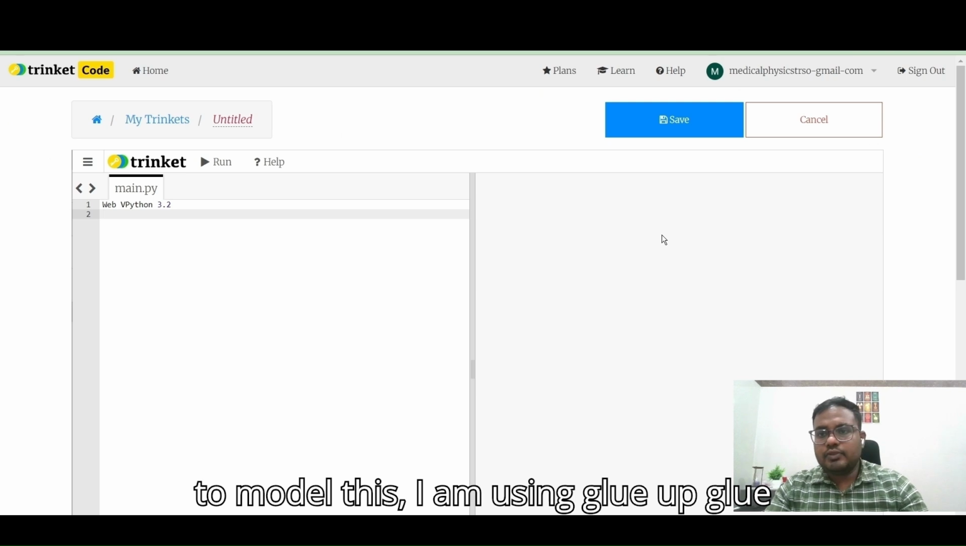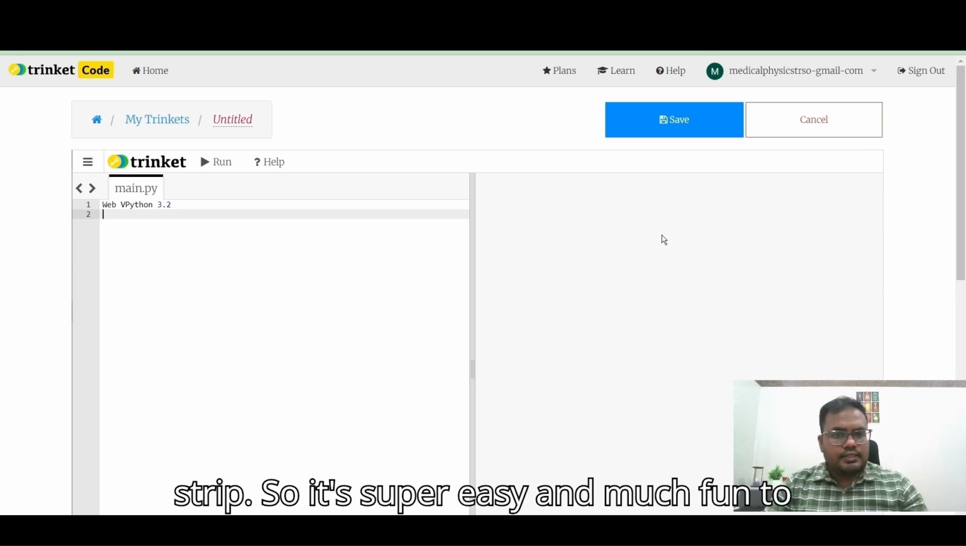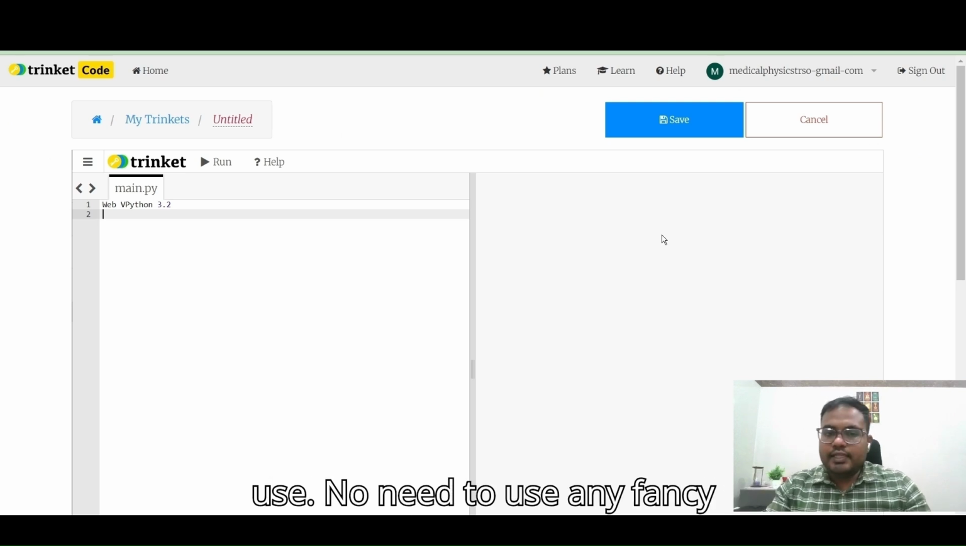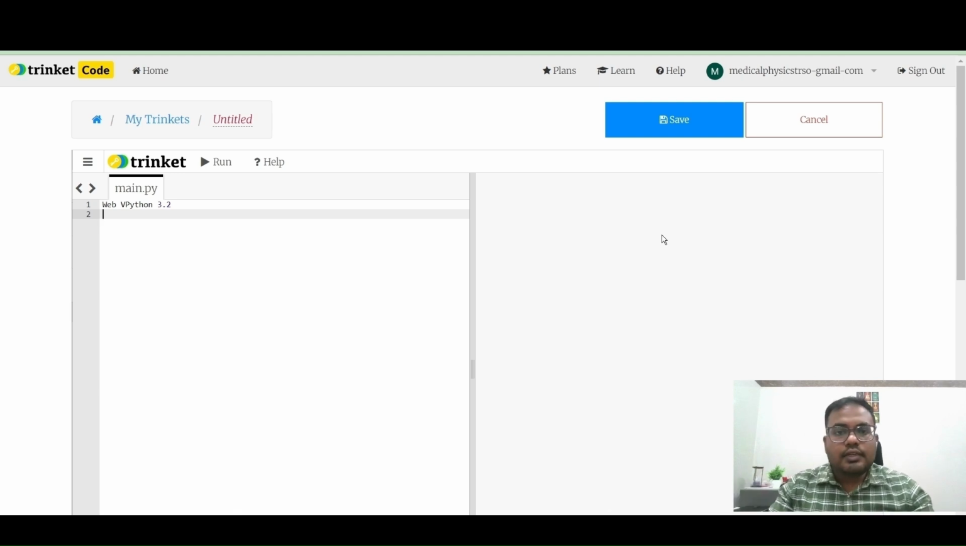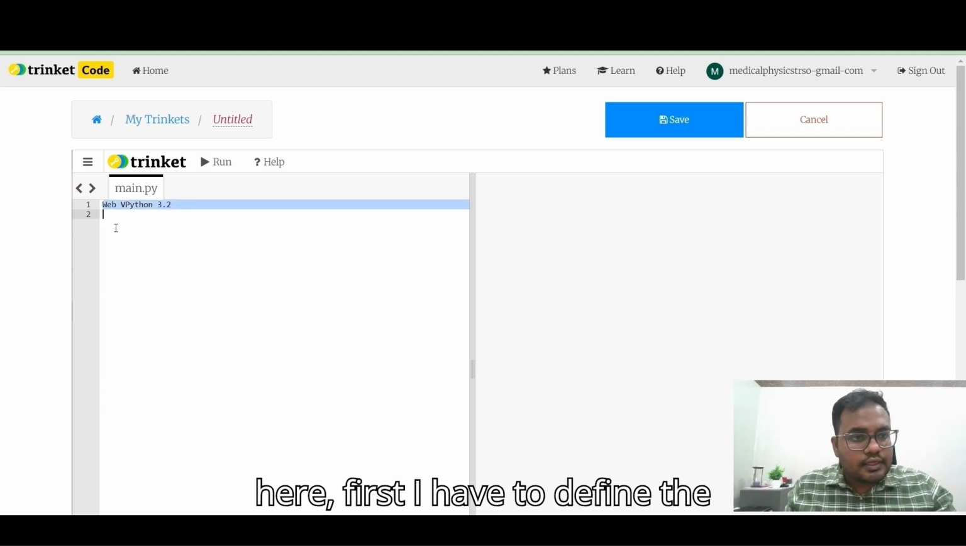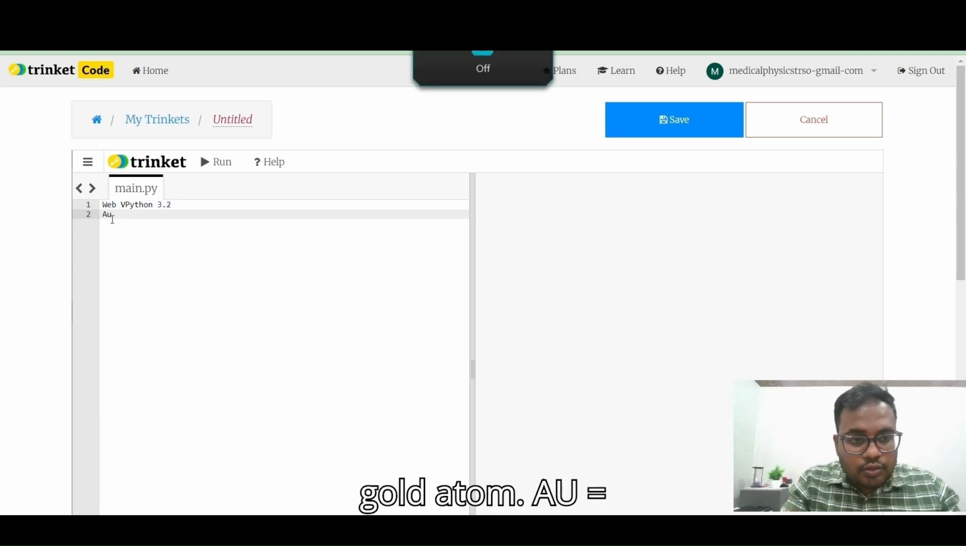To model this, I am using GlowScript. It's super easy and much fun to use. No need to use any fancy application. You can do it with one click from your computer. So visit glowscript.com.